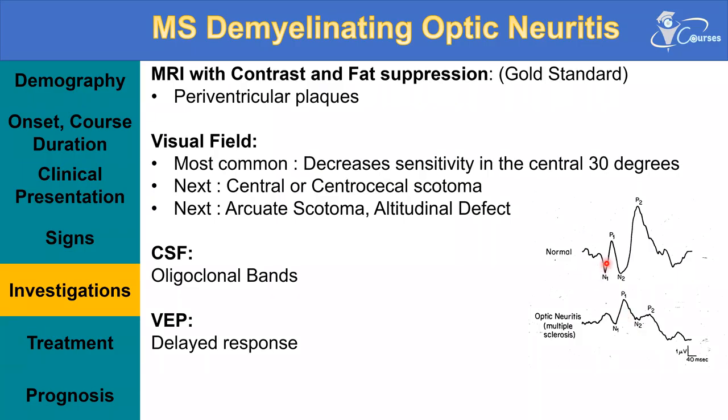You can see this is the N1 normally, and this is the delayed N1 for cases of optic neuritis. So this will result in delayed conduction. Those patients will have N1 appearing at 110, 120, 130 milliseconds. This indicates a delayed conduction.